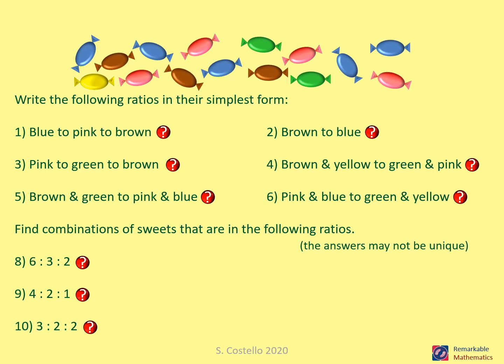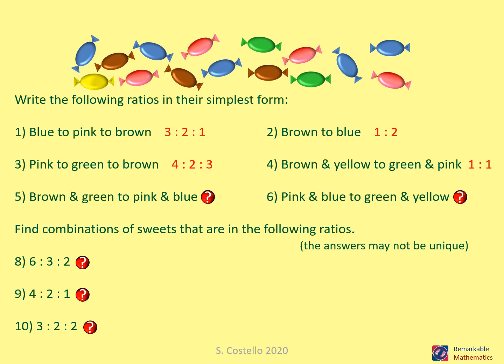So question 1, blue to pink to brown is 3 to 2 to 1. Question 2, brown to blue, 1 to 2. 3, pink to green to brown, 4 to 2 to 3. Question 4, brown and yellow to green and pink. So we're adding together the brown and yellow, adding together the green and the pink. The ratio of 1 to 1.